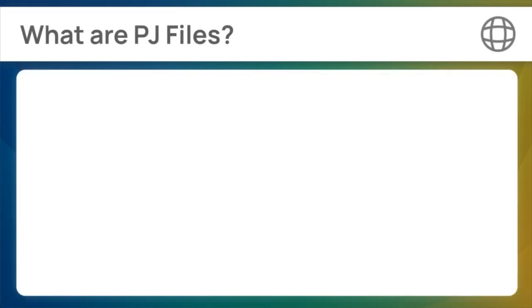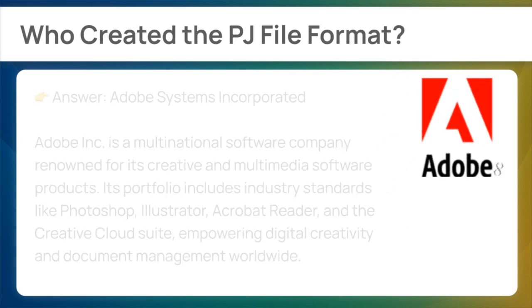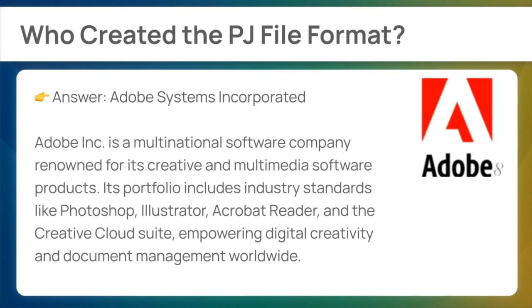A user with a PJ file is working on a video project in Adobe Premiere Elements. They need to open this file to access their timeline, media clips, edits, effects, and transitions. This file doesn't contain the actual video, but rather references to the source media and the editing decisions made.